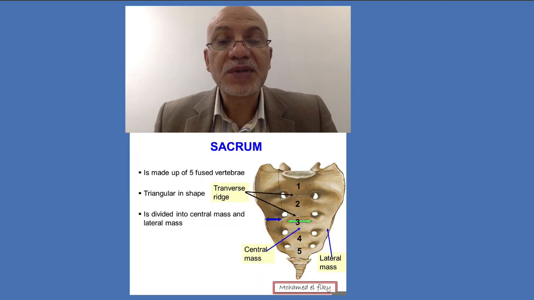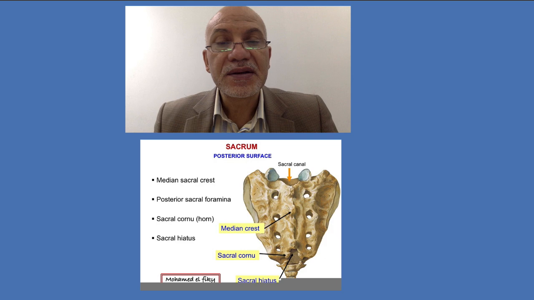Also, remember sacrum, it is formed of the body of the sacrum, promontory of the sacrum, ala of the sacrum. Sacrum is triangular in shape, and this is the anterior surface of the sacrum, and this is the posterior surface of the sacrum.